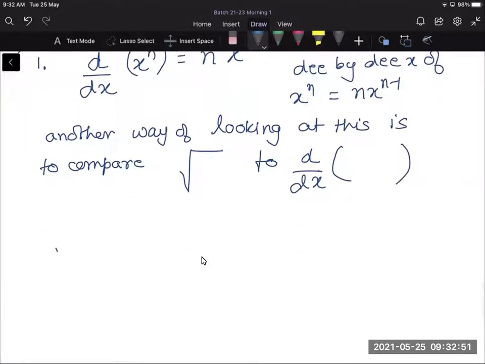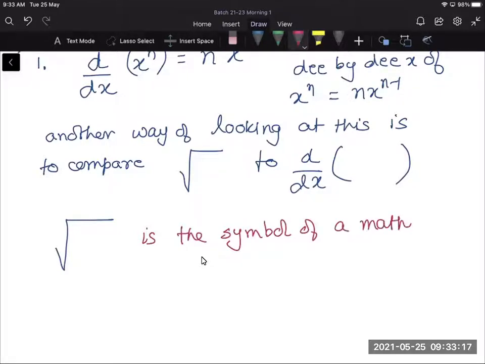Let's first talk about under root, because you are so familiar with this, and maybe you have not ever thought about this in this manner, but you can. I'm not saying something strange. So this is the symbol of a mathematical operator. This is how I like to call it, mathematical operator.